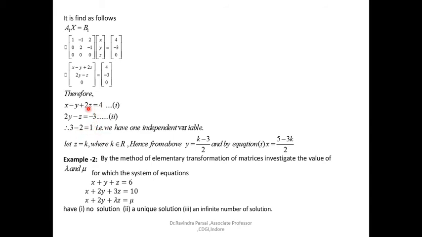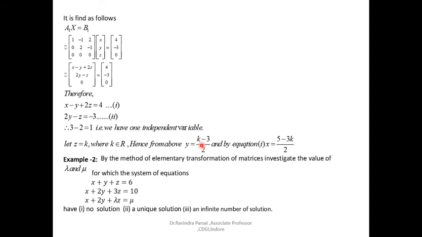You have 3 unknowns, but you are getting only 2 equations. So that's why one of the variables is independent. Let me suppose that variable is z. So let z equal k. You can assume any one of these to be independent, where k belongs to any real numbers.